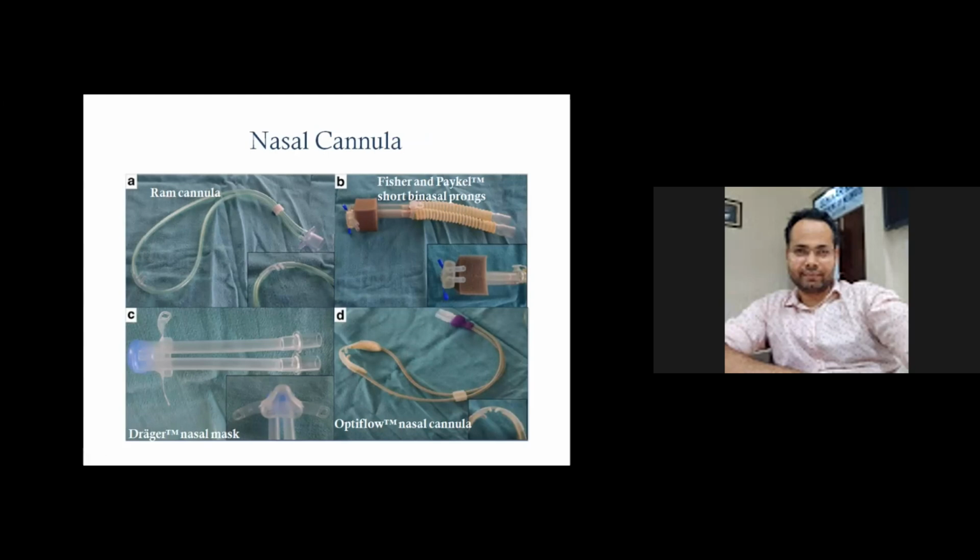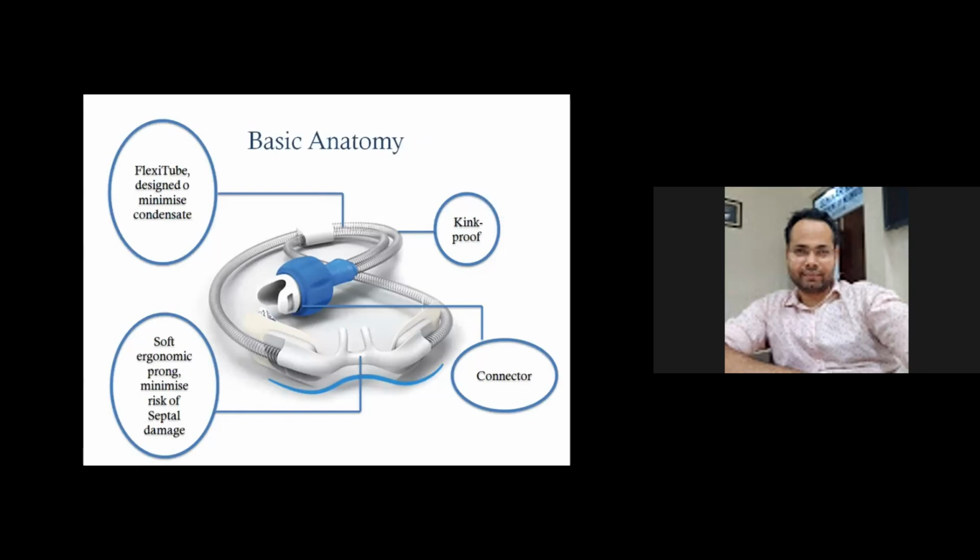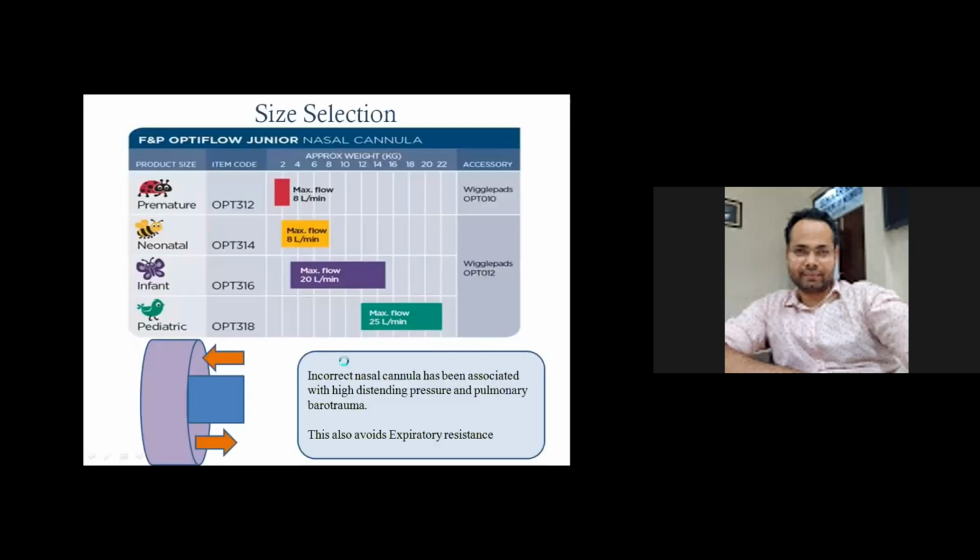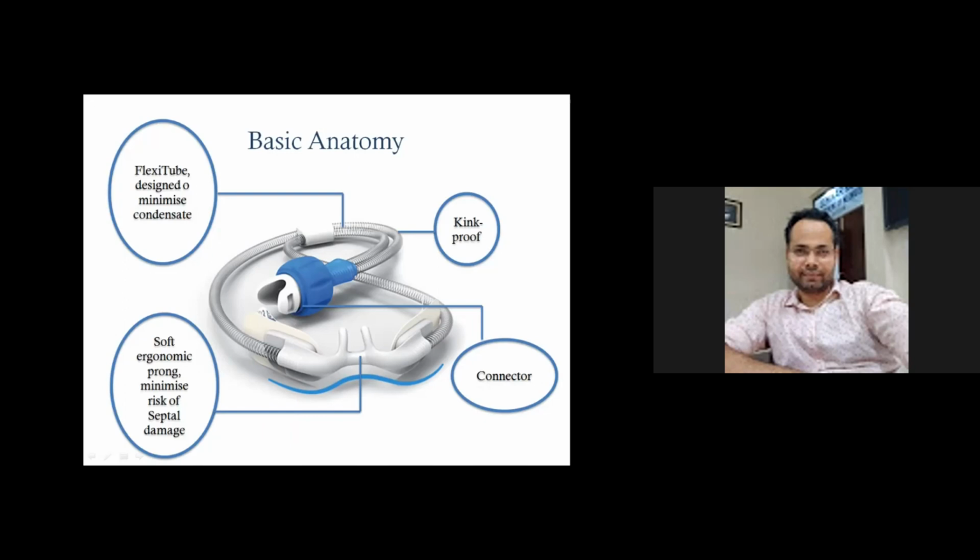So the basic anatomy of the nasal cannula of HFNC is a flexible tube designed to minimize condensation. Then it is kink-proof, and this is the connector which can be snugly fit in. Then the prongs are soft and ergonomic, minimizing the risk of structural damage.